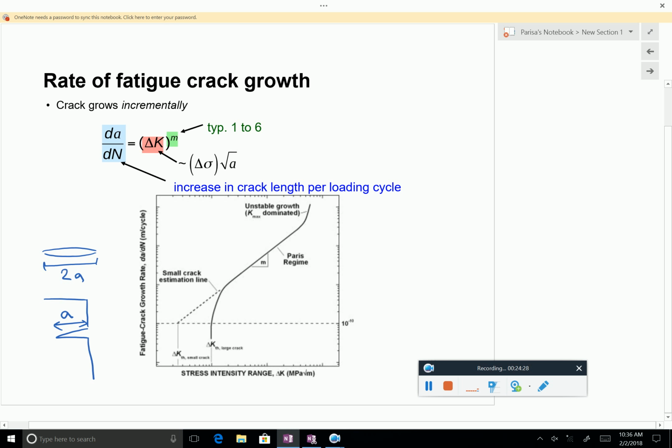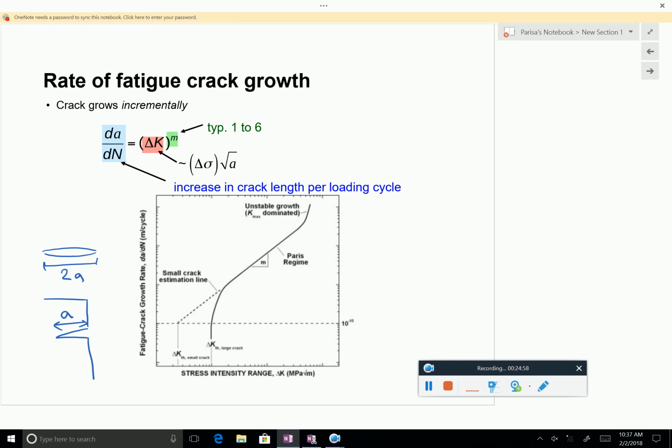So the growth rate, dA over dN, means how fast the crack grows with respect to the number of cycles. That's why I call it growth rate. It has a typical behavior like that. In the beginning you have small cracks and it is fast. Then you have a stable region which is called the Paris region. And then it becomes very fast and you have fracture.